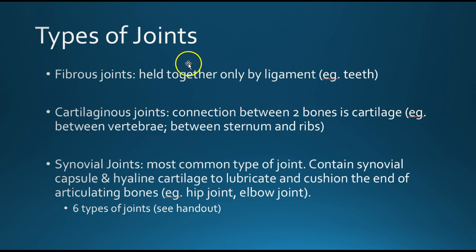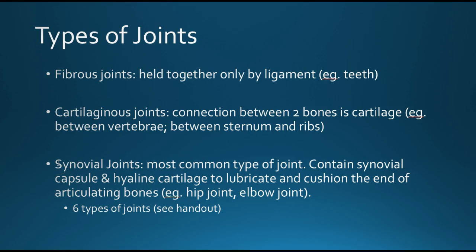We're talking fibrous joints, which are held together by only ligament, for example your teeth. Cartilaginous joints, where the connection between the two bones is cartilage, for example between the vertebrae or between the sternum and the ribs, and I'll show you an example of that in a tick.